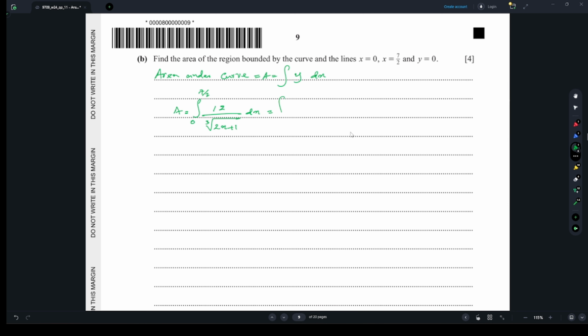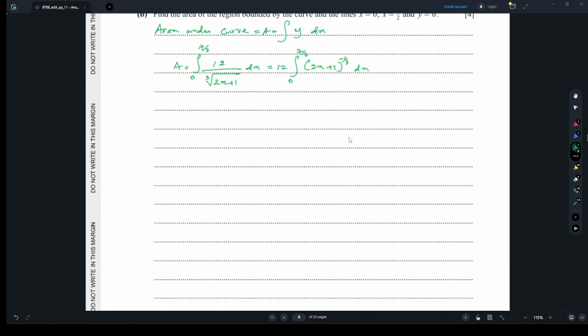So I can just modify a little bit. So 12 is a constant, so I can take out 12. So from 0 to 7 over 2, and I will bring this one, 2x plus 1 to the power minus 1 over 3, dx. So this is a definite integral. Okay, so now we can find A equals 12 and the integration.